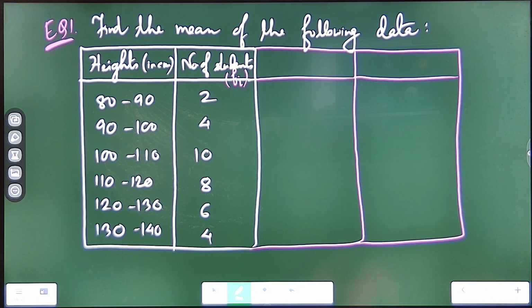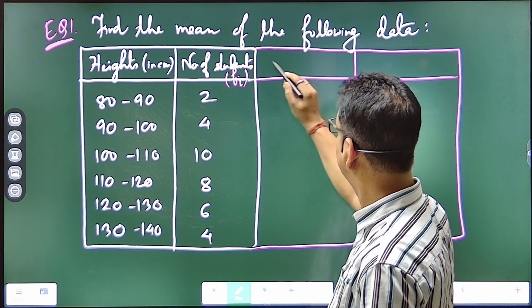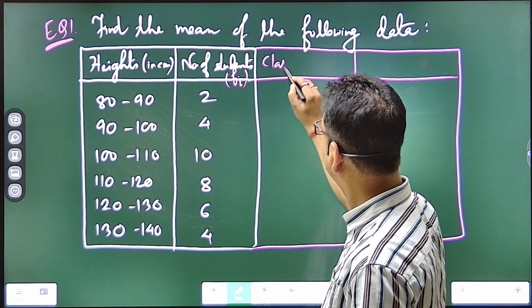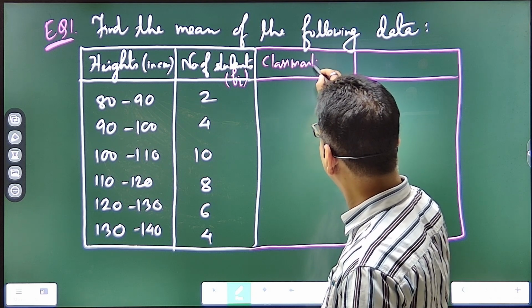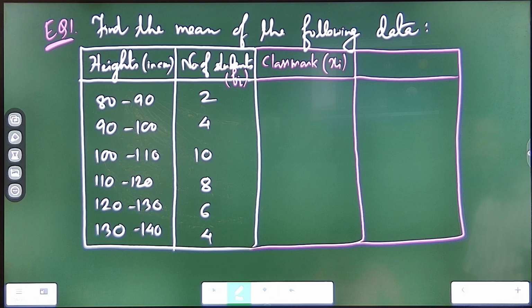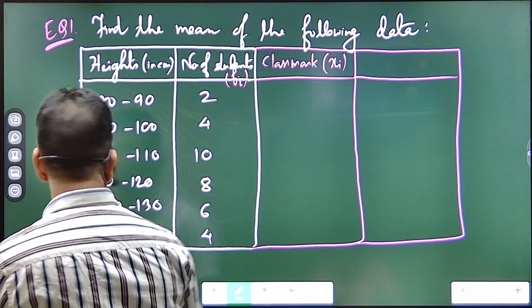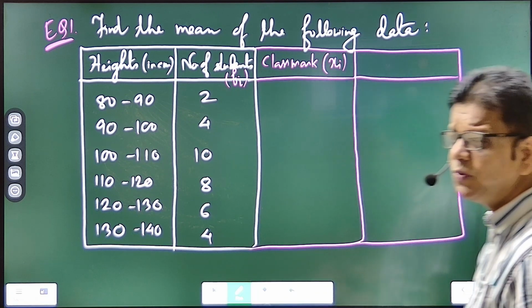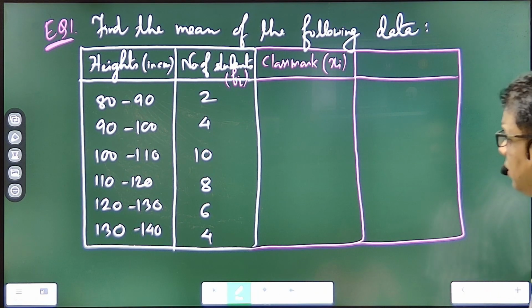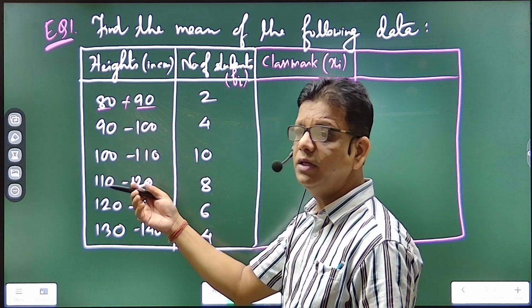The first column here in the solution is the Xi column, which in words is called class mark. The symbol is Xi. This is the third column in the answer. Class mark we have already discussed. It's very simple: we add the lower limit and the upper limit and divide by 2.